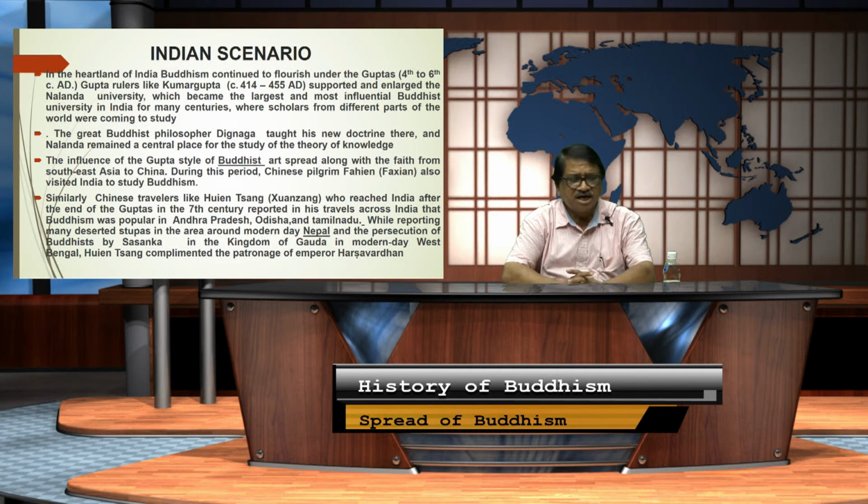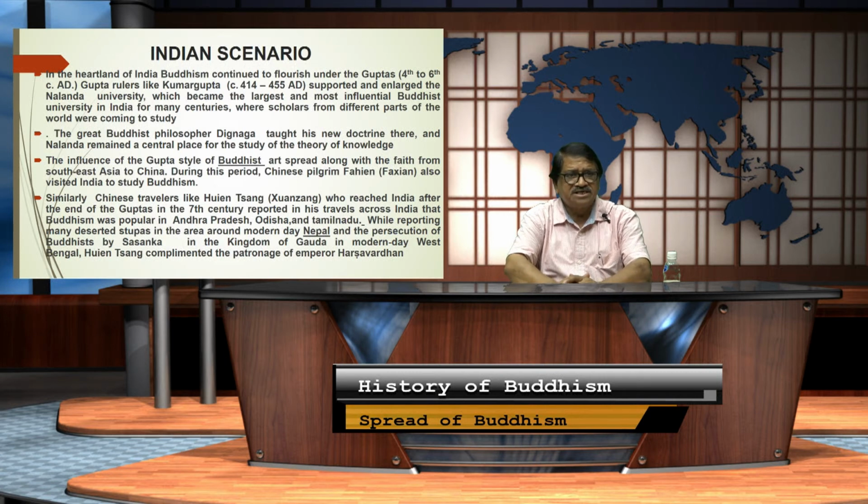During this period, the Chinese pilgrim Faxian also visited India to study Buddhism. Similarly, there was another famous Chinese traveler, Xuanzang. Xuanzang also reached India after the end of the Gupta rule. His travelogue reported all these things. He wrote that Buddhism was very popular in Andhra Pradesh, Odisha and Tamil Nadu. These are all southeastern states.